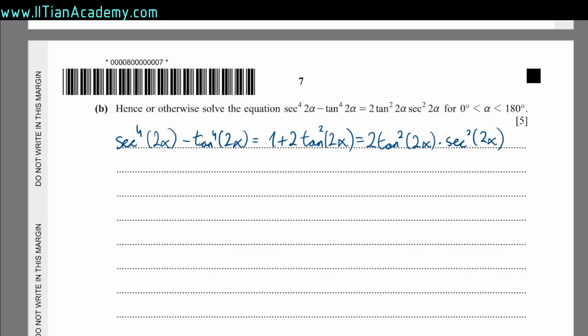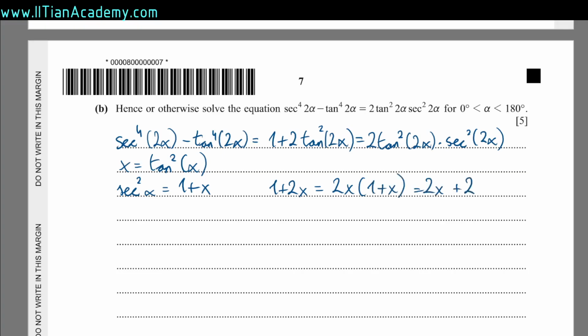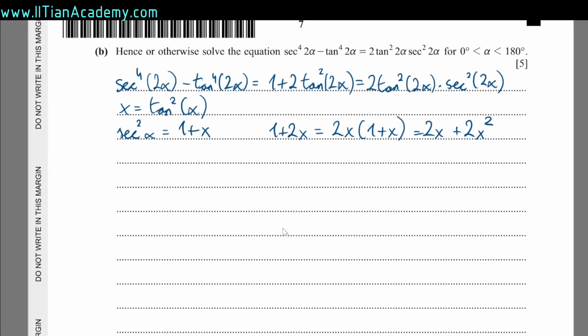So what we can do here is let x be a variable. We don't really want to work with these expressions. Let's say that x is tangent squared 2 alpha. If we find what x is, then we can find alpha as well. And recall that secant squared is 1 plus tangent squared. Therefore, secant squared is just going to be 1 plus x. So we can make these substitutions here and it will be a little bit simpler. We just have 1 plus 2x, and this is equal to 2x times 1 plus x. This is just 2x plus 2x squared. And now we can solve for x over here.